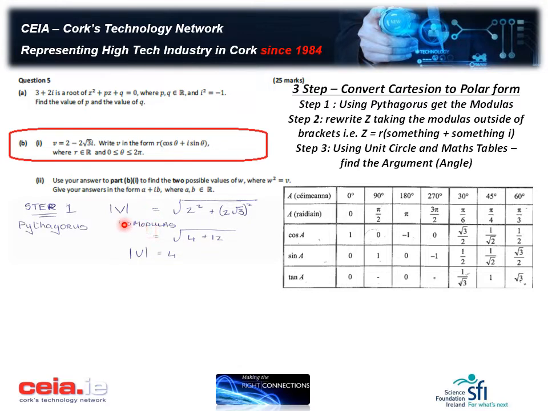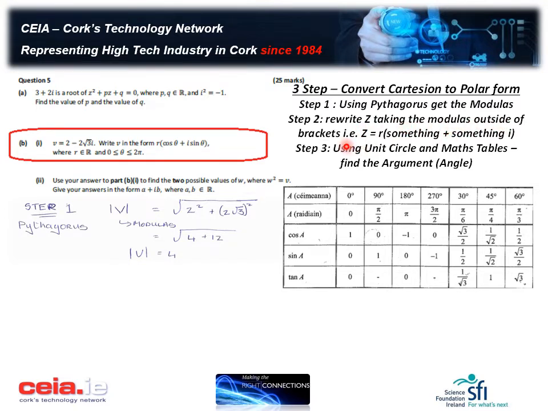So the modulus of the complex number v, which is 2 minus 2 root 3i, using Pythagoras, is the square root of 2 squared plus 2 root 3 all squared, which gives us the square root of 4 plus 12. The modulus of v is equal to 4. Step 1, done.